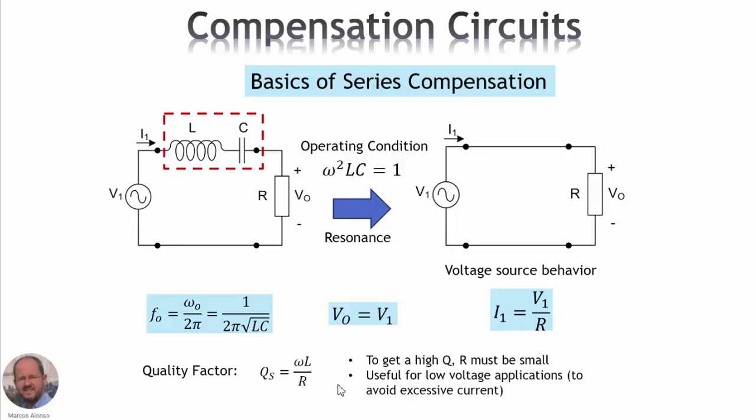In order to operate our circuit with low distortion and quite sinusoidal operating waveforms, we need a value of the quality factor which must be high enough. The quality factor is given by this expression here. So in order to get a high value of the quality factor, we need a small resistance in the circuit. So this type of compensation is useful for low voltage applications because in this way we are not going to have an excessive value of the current circulating in the circuit.